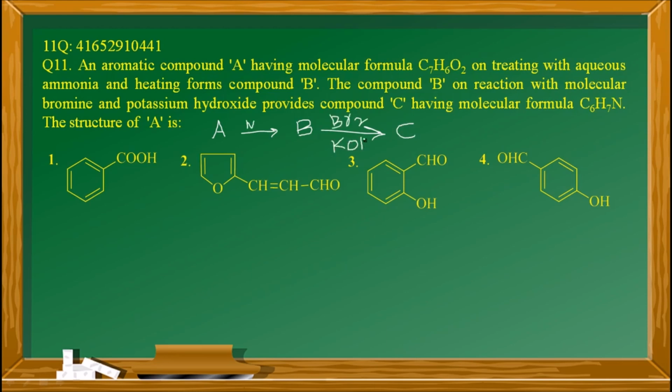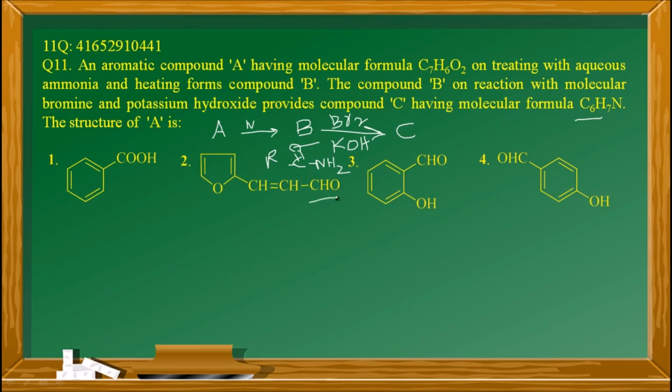Yes friends, the reaction with bromine and KOH is known as Hofmann's bromamide reaction. That means degradation will take place. How many carbons are there? C7. What about the product? C6. So there is a degradation. For the Hofmann degradation reaction to take place, what is the starting material? Yes friends, an amide. What do we need? An amide. With ammonia we can get an amide.